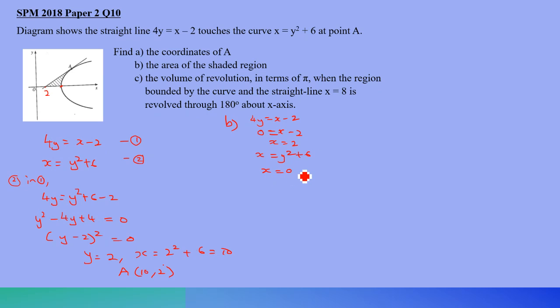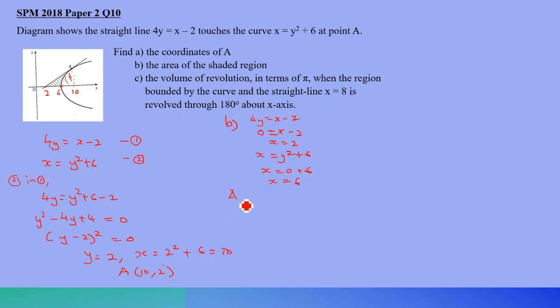So what do you get? This will give you the value 6. And for point A, we already found the value for x is 10. Okay, we already calculated. So what you can see is a triangle, a right angle triangle, minus this part, the one I shaded here, will give you the area of the shaded region.